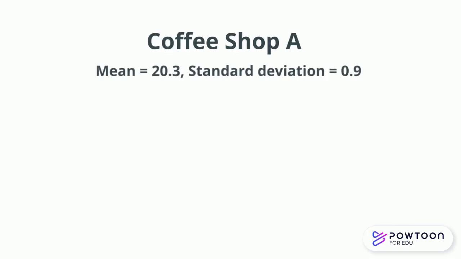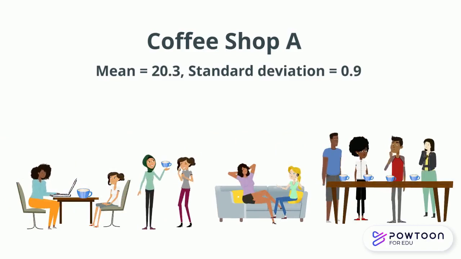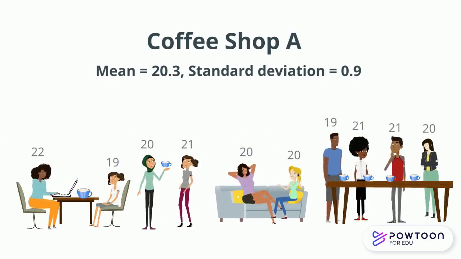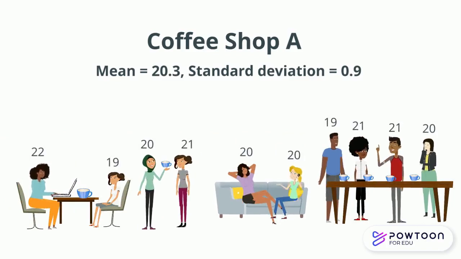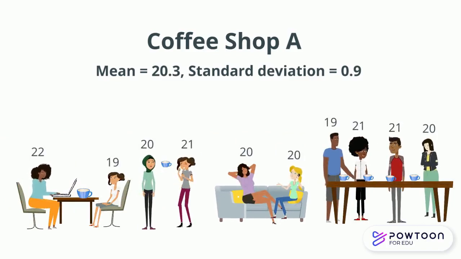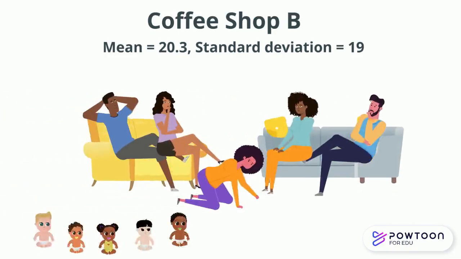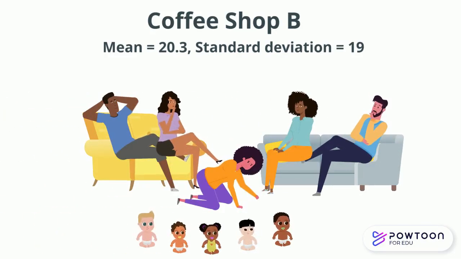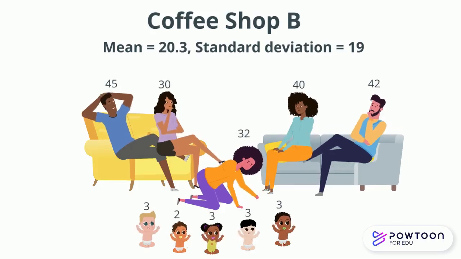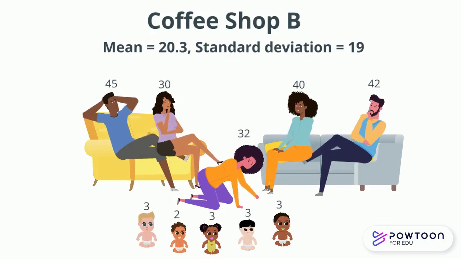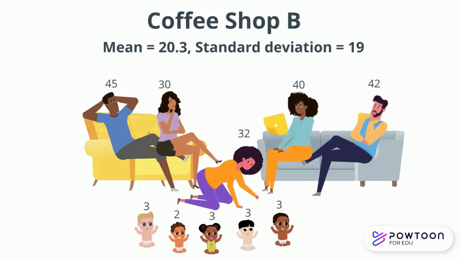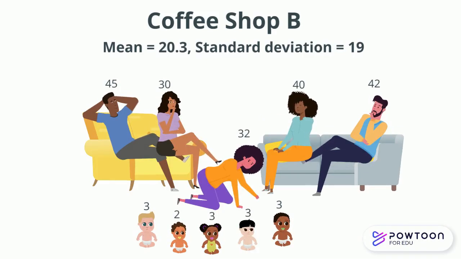So when we go inside coffee shop A, we see it's your typical student hipster coffee shop. There's flat whites, you can't find a coffee under £4. And as you can see from the people's ages, they're all close to the mean age of 20. Coffee shop B is very different. It's more your parent-toddler style cafe. And you can see from the ages that they're much more spread out as the higher standard deviation suggested. There's people who fall well above the mean, and there's also people who fall well below the mean.